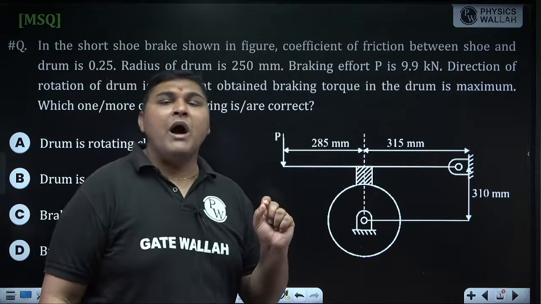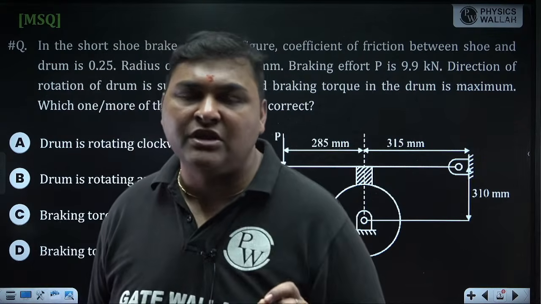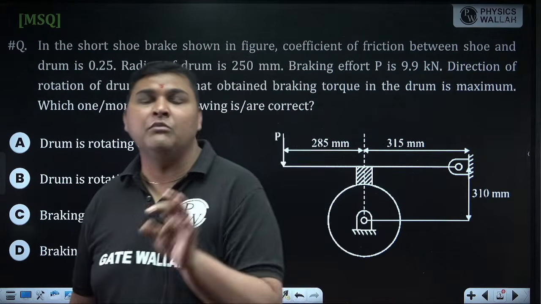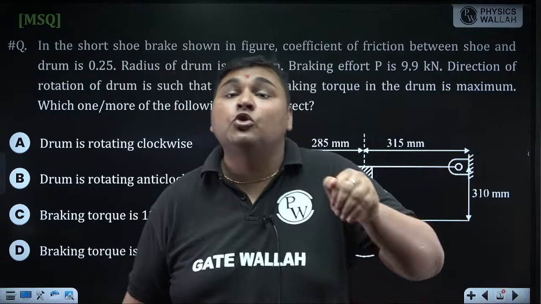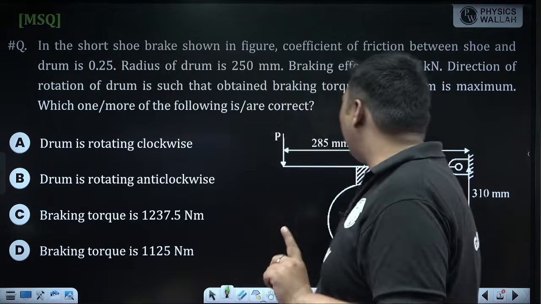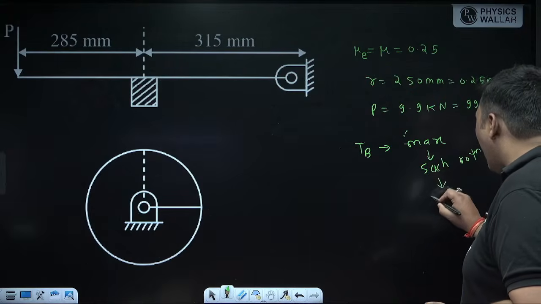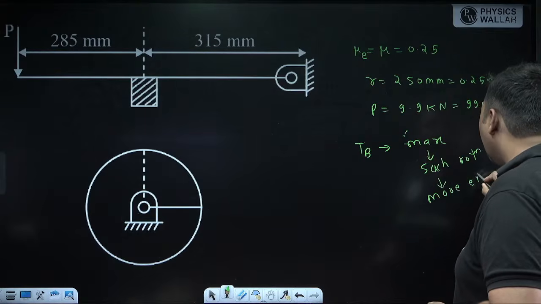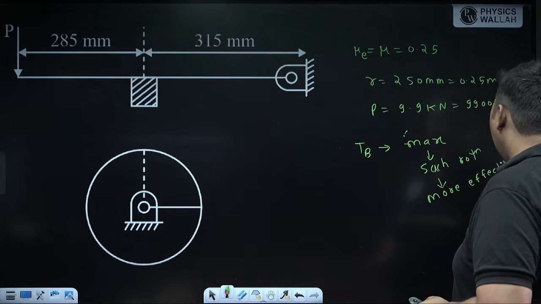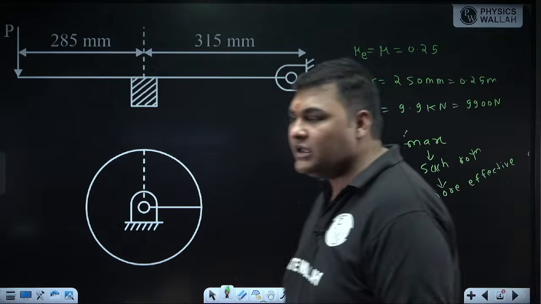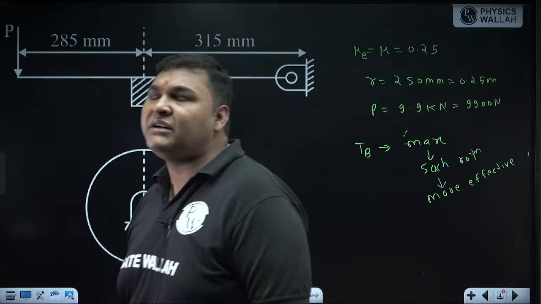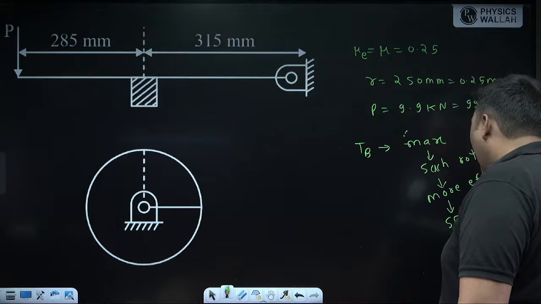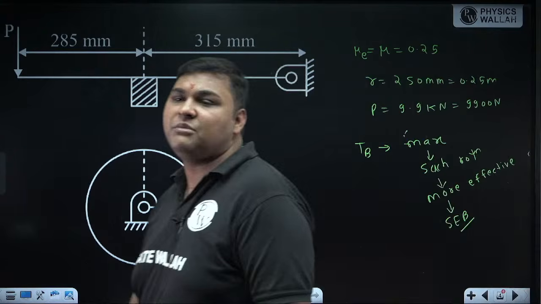If you want a more mechanically advantageous system, what is the meaning of that? More mechanical advantage means for fixed input, output should be more, or for fixed output, input should be less. Right now the input is fixed and we want more output, meaning we want the more mechanically advantageous case. The mechanically advantageous case is also known as the more effective case. And when will a shoe brake be mechanically advantageous or more effective? When it is a self-energizing brake.